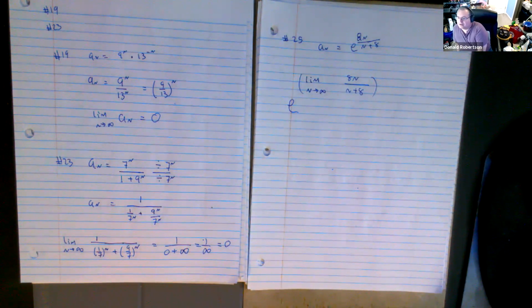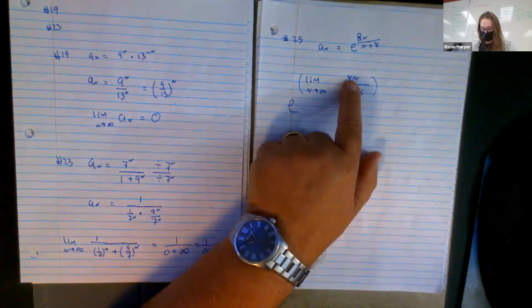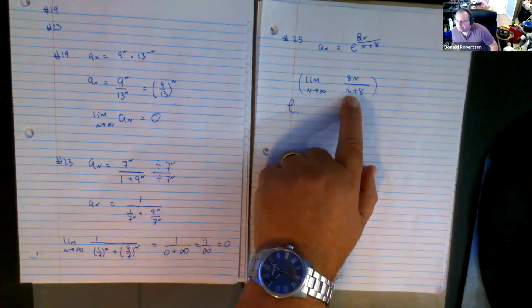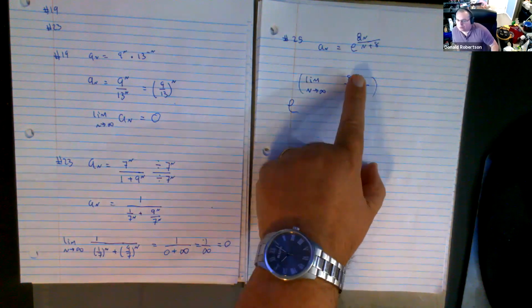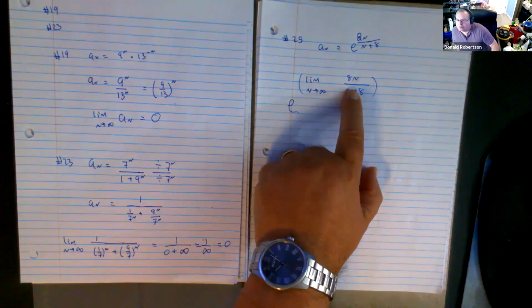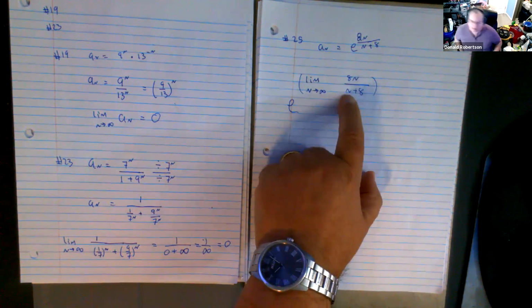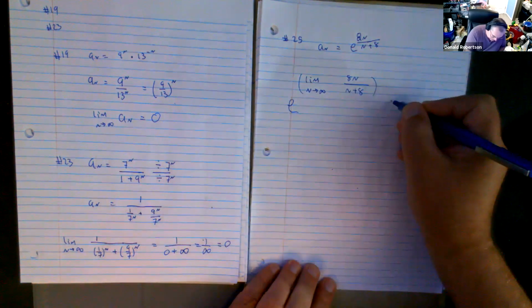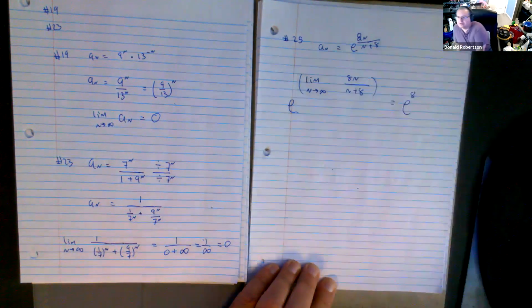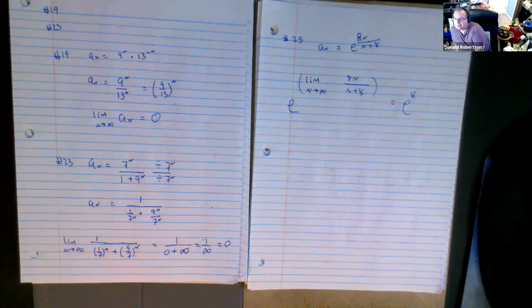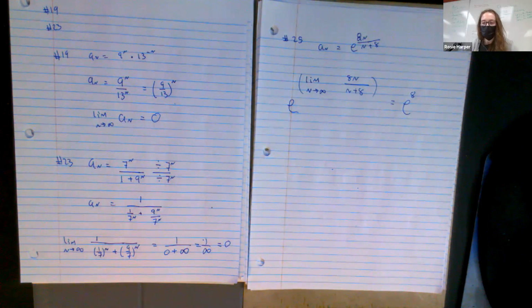That makes sense? Yeah. Now, this fella here, you could do L'Hopital on him. And if you did, you'd get 8 over 1, so it's 8. Or you could divide top and bottom by n, in which case you would still get 8. And so the answer ends up being e to the 8th. Okay. I get it.